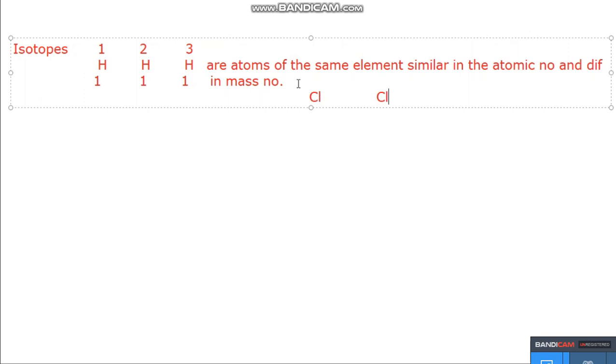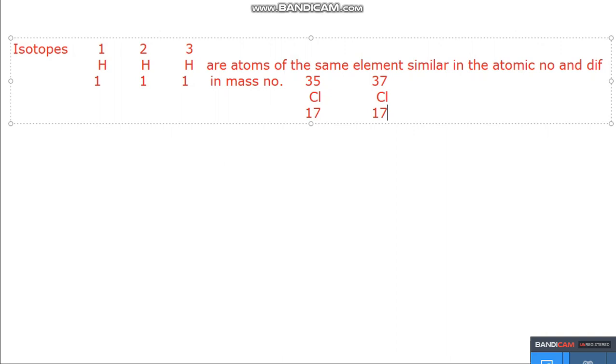But Cl has 2 isotopes. The first isotope has a mass number of 35. The second isotope has a mass number of 37. Of course, the atomic number is constant. The atomic number in both is 17. So the first chlorine is 17,35 and the second one is 17,37. So chlorine has 2 isotopes.